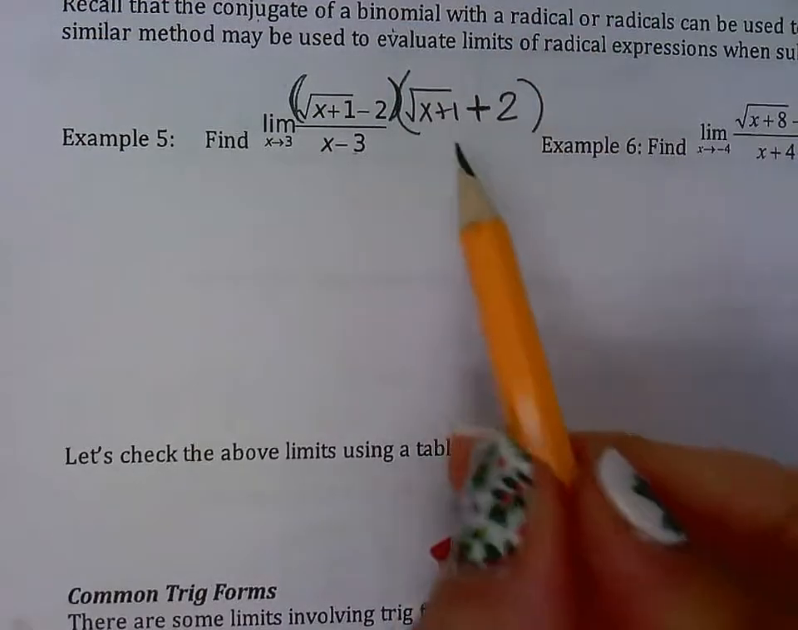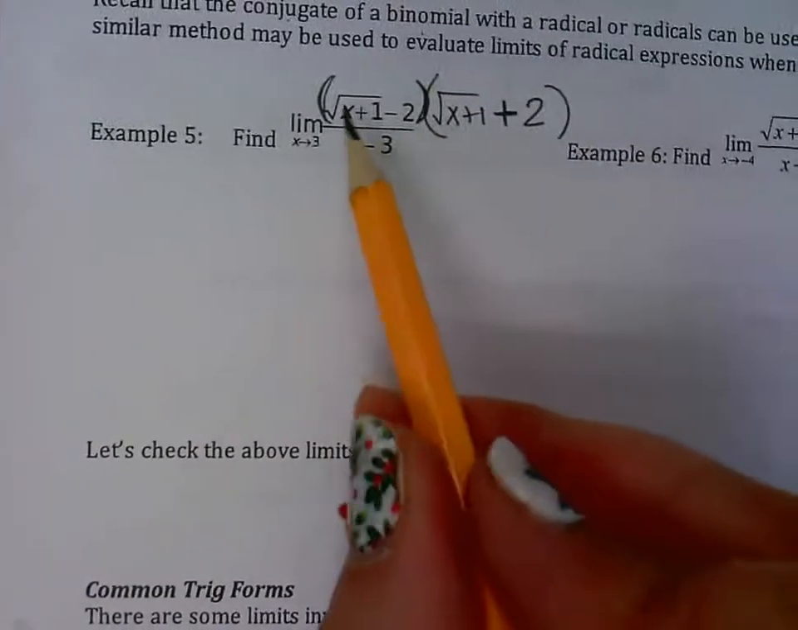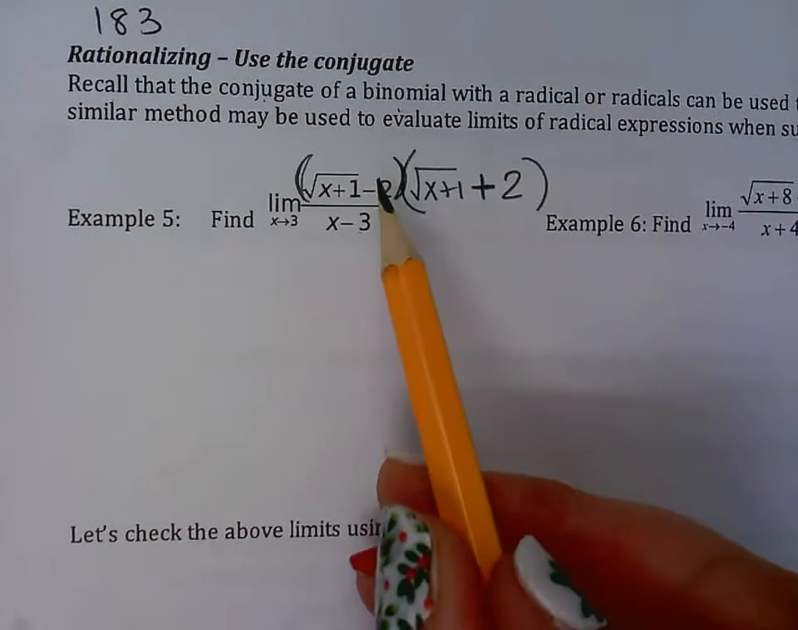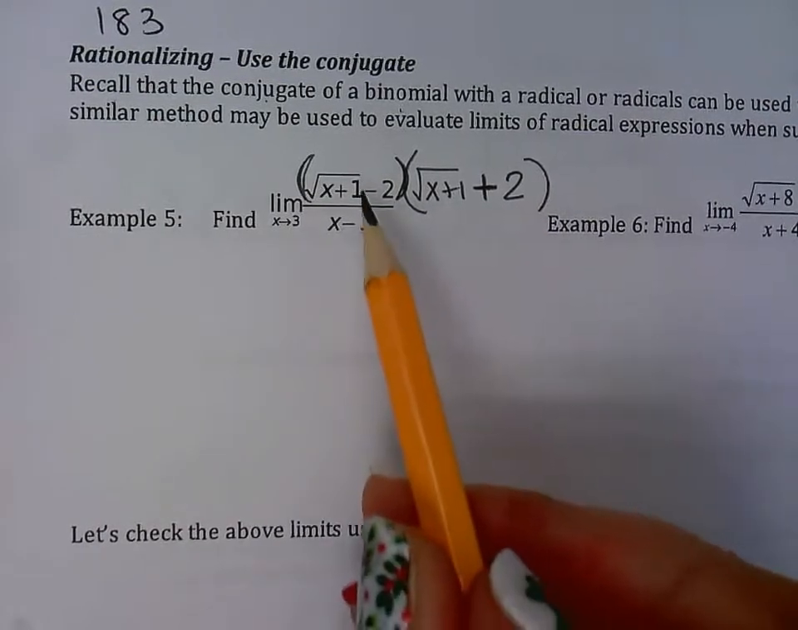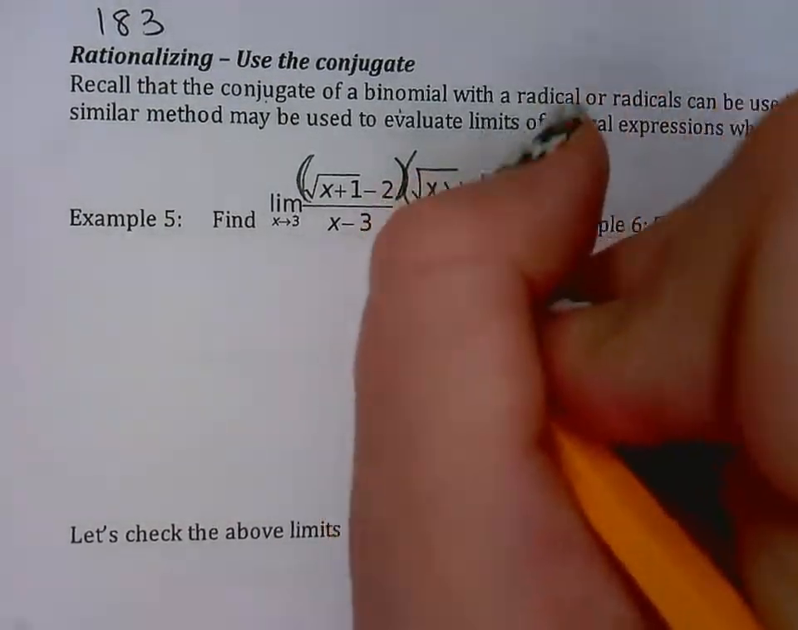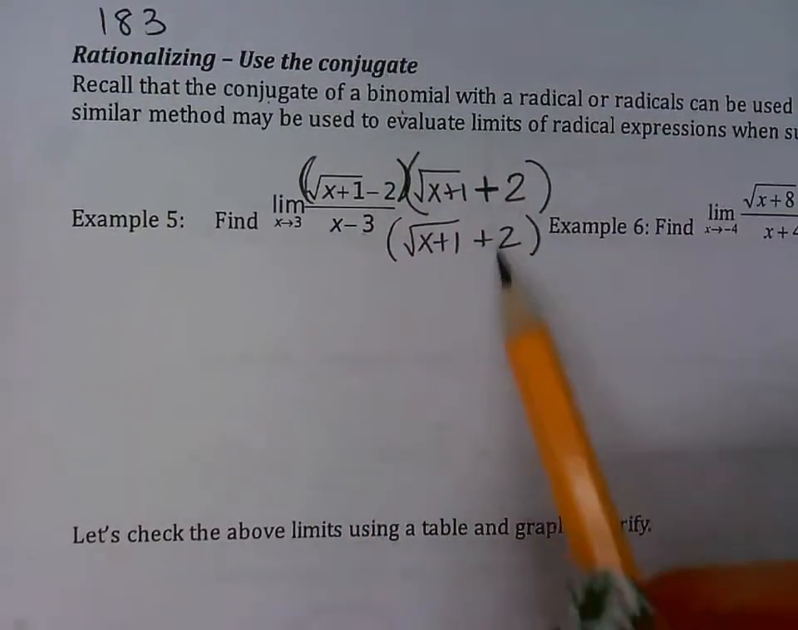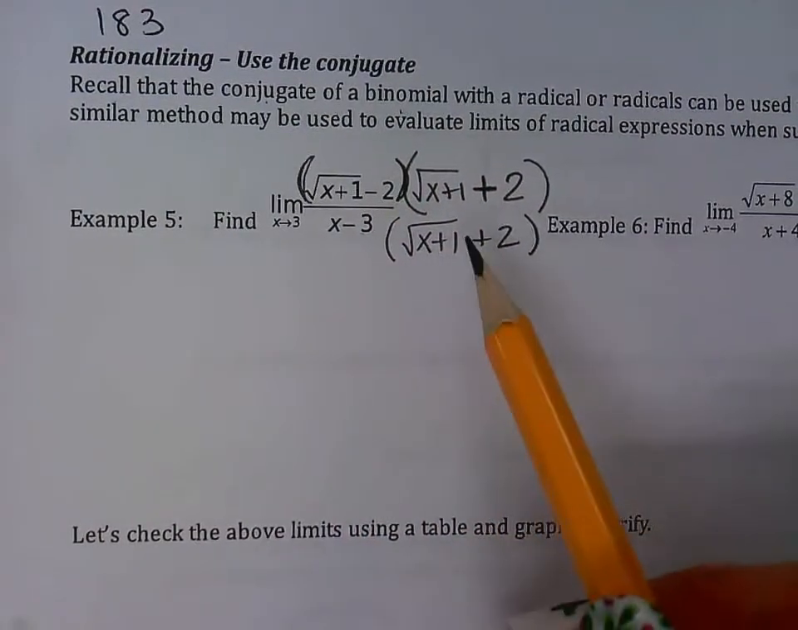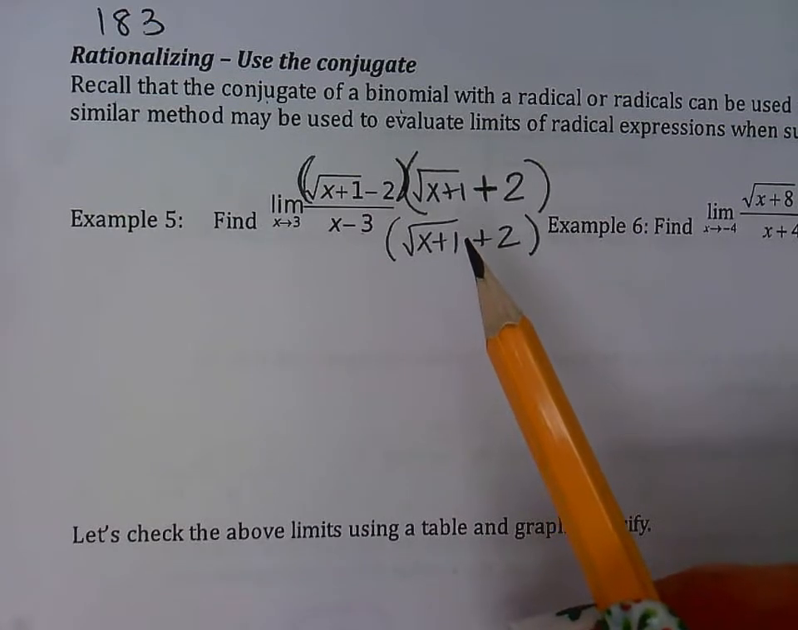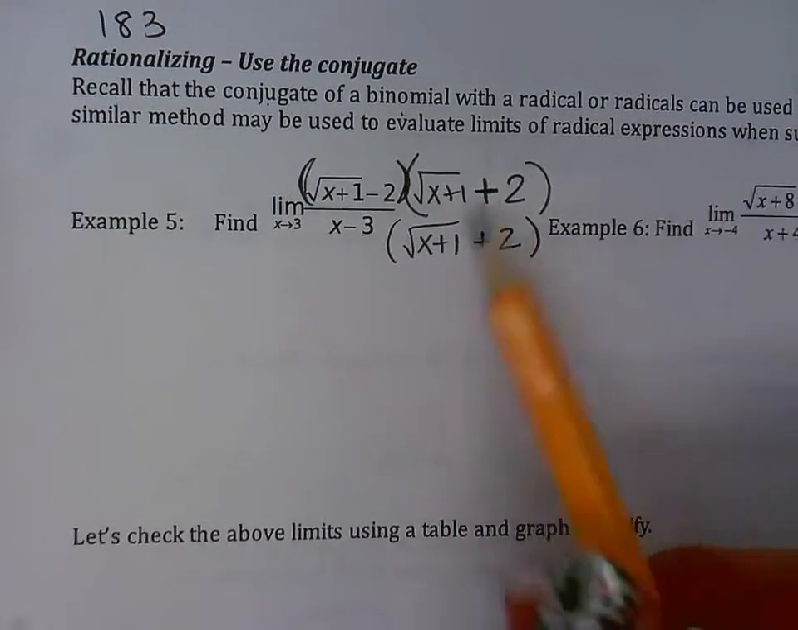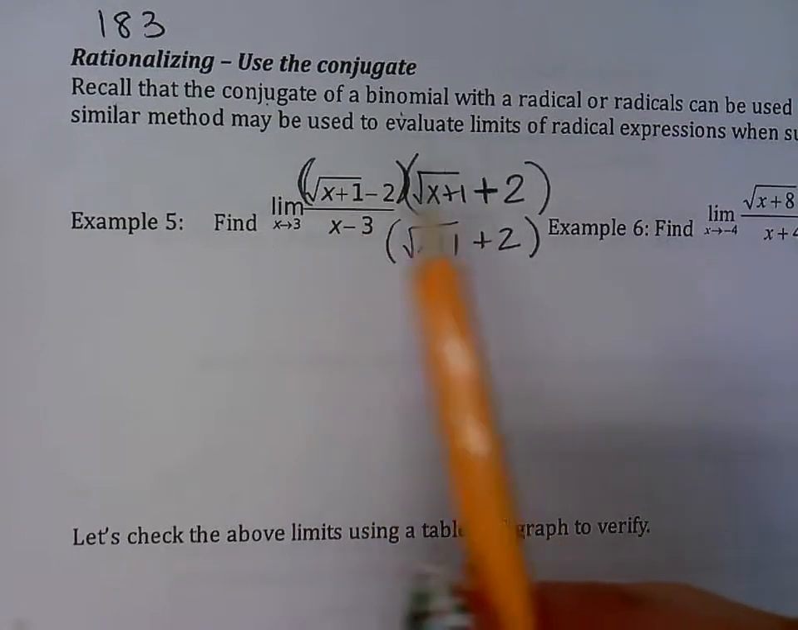So I keep the terms the same. So square root of x plus 1 stays the same. The 2 stays the same. But instead of a minus, I'm going to put a plus. And I'm going to multiply by the same thing on the top and the bottom, because that's like multiplying by 1. So I'm not changing the value of the problem. And we're going to FOIL out the numerator to see the magic.